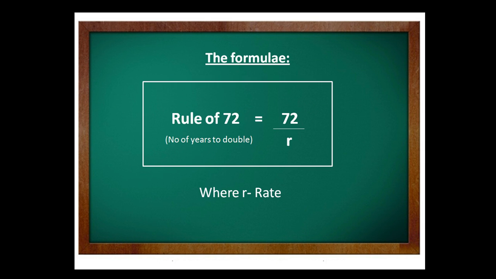This is the basic formula for Rule of 72. Rule of 72 is equal to 72 divided by R. R is the stated interest rate.